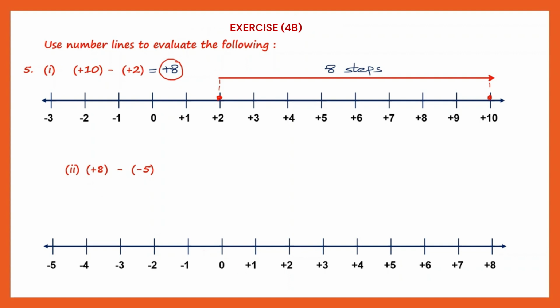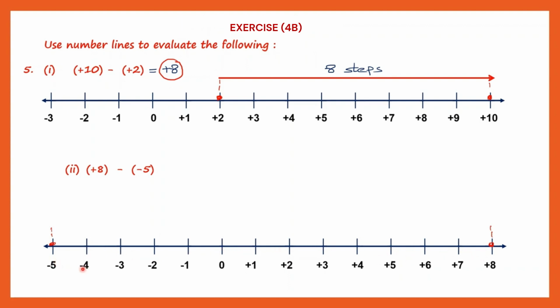Now where do we have plus 8? We have plus 8 here, isn't it? So let's mark it there. We have plus 8. The second integer is minus 5. Let's mark minus 5. Minus 5 is right here. So let's mark. Now the next step that you have to do is from the second integer, that is minus 5, how many steps do you need to move to the first integer, that is plus 8?